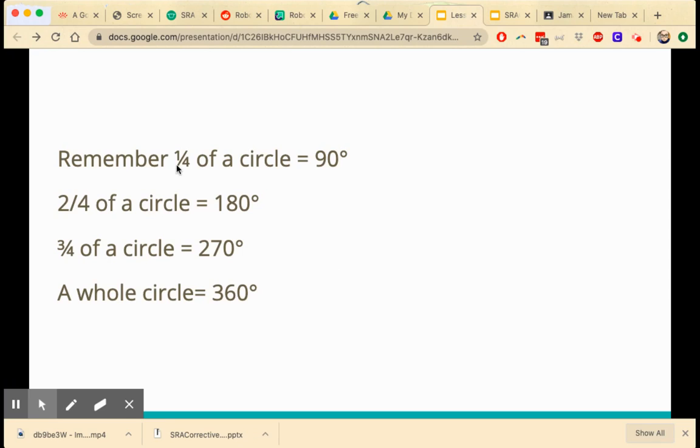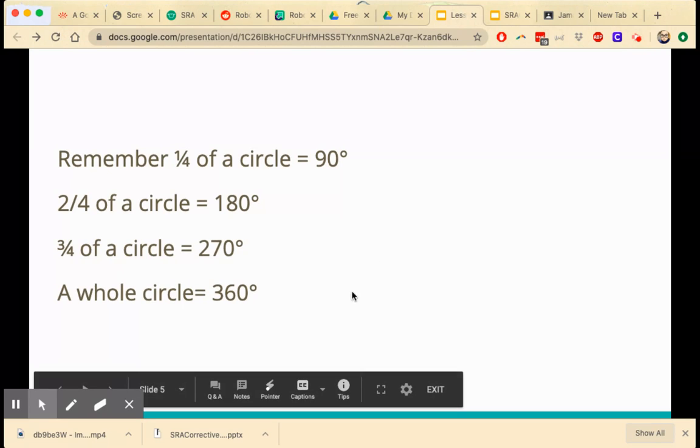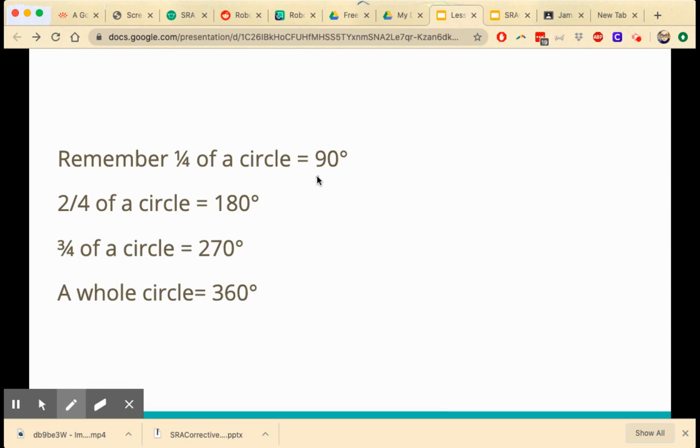All right, so remember, 1/4 of a circle, 90 degrees, 2/4 of a circle, 180 degrees, 3/4 of a circle, 270 degrees, and a whole circle is 360 degrees. Another easy way to remember these numbers is they're the multiples of 9. 9, 18, 27, 36, right? And you could keep going on and on as you move around a circle, but for right now, this is just the numbers that we need to know, okay? Let's try one of these.